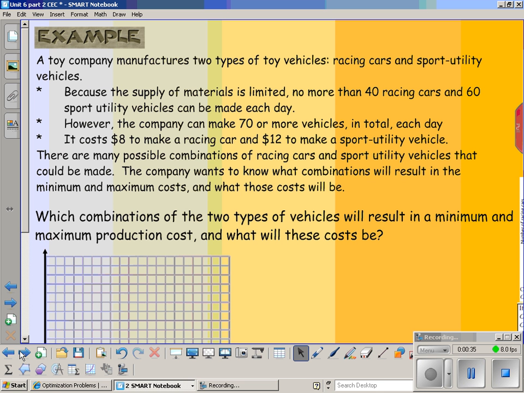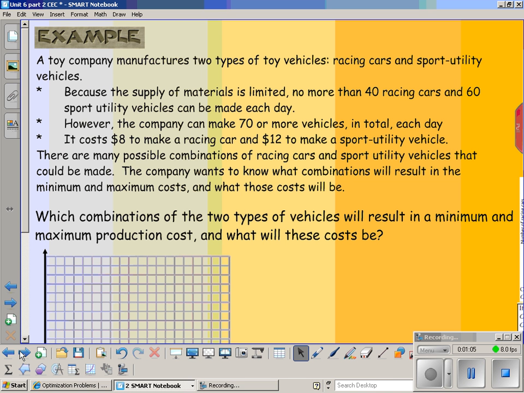So in our first example, we have a toy company that manufactures two types of toy vehicles, racing cars and sport utility vehicles. Because the supply of materials is limited, no more than 40 racing cars and 60 sport utility vehicles can be made each day. However, the company can make 70 or more vehicles in total each day. It costs $8 to make a racing car and $12 to make a sport utility vehicle.